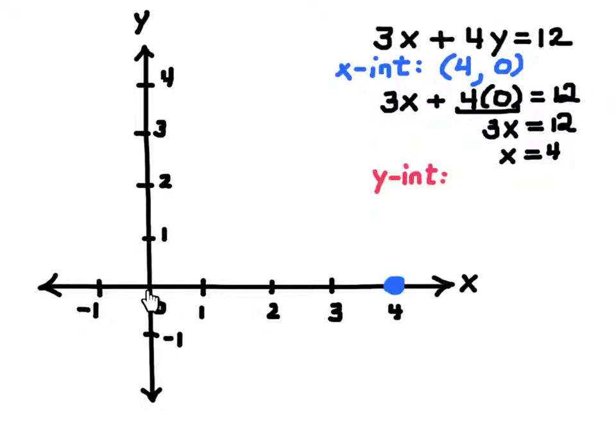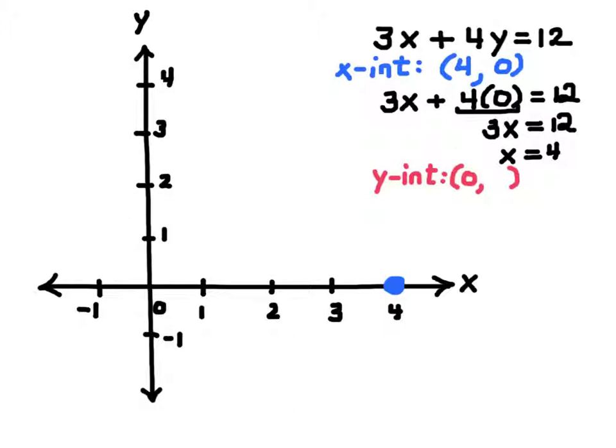0, 0 puts us on the y-axis. The point 0, 1 puts us on the y-axis. 0, 2, 0, 3, 0, 4. So if we're sitting on the y-axis, our x value will be 0, which means that any y-intercept will have an x value of 0 and some y value, and our mission here is to determine what is y when x is 0.